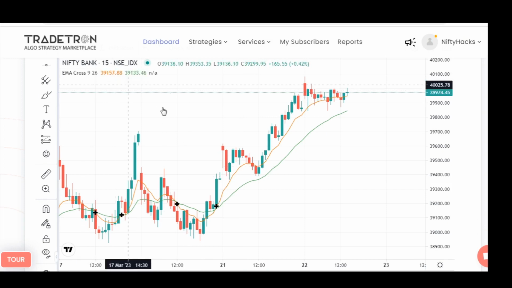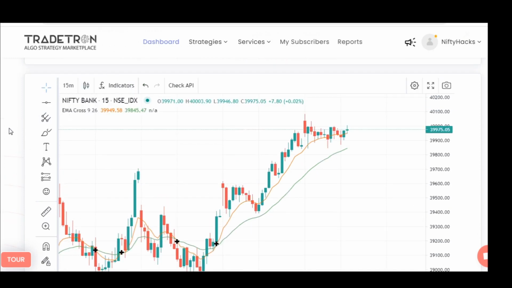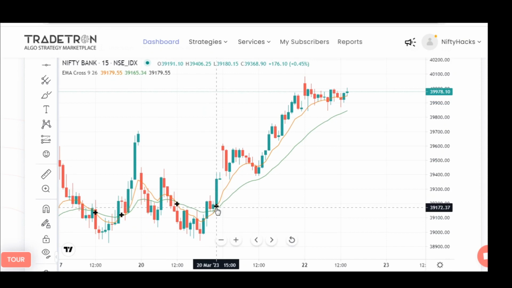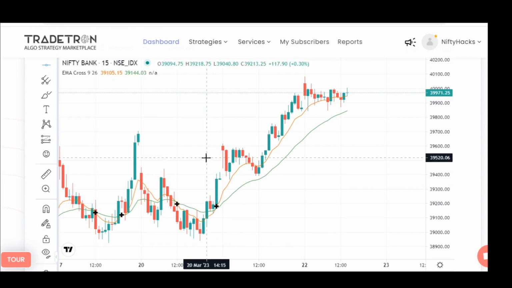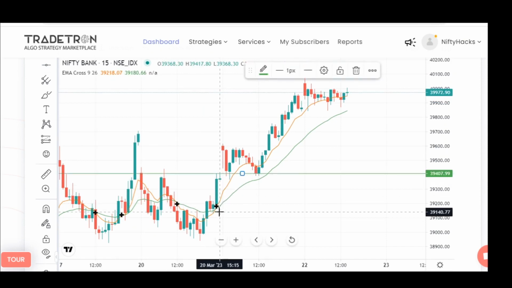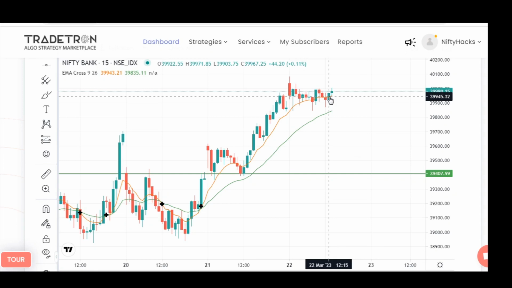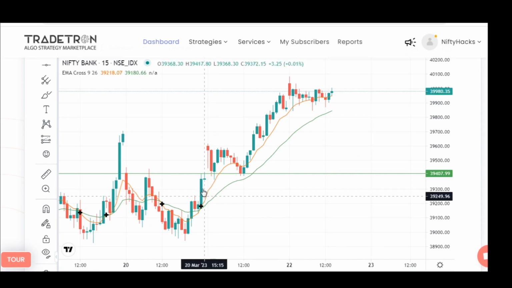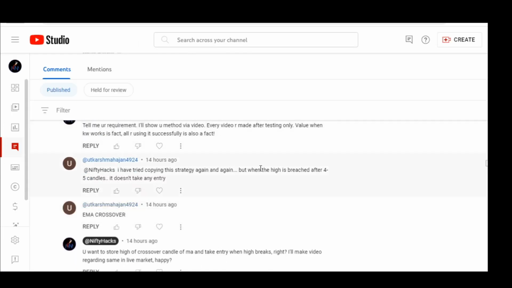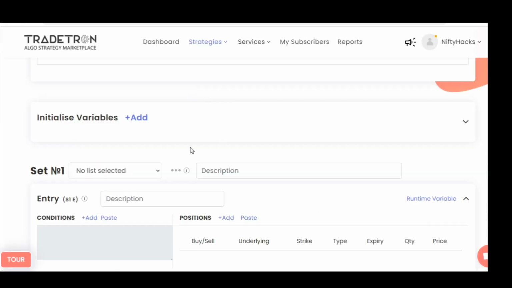I have applied this EMA cross on the 15-minute time frame of Nifty Bank spot, and as you can see, the upside crossover has happened here on this candle, right? Day before yesterday, on 20th March, the 3 PM candle. So currently the market is trading here. If I use LTP, meaning the current price is greater than the high of the last upside crossover candle, it should take entry, right? Because as per this guy's logic, it will not take entry if the high is breached after 4 or 5 candles. So that should not happen, right?